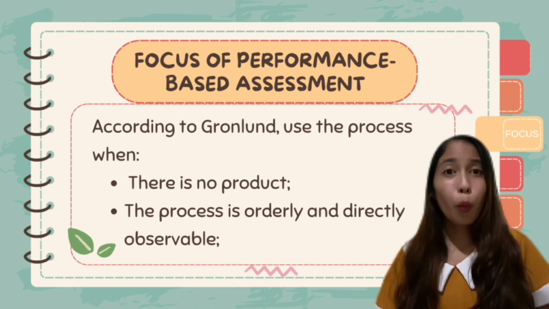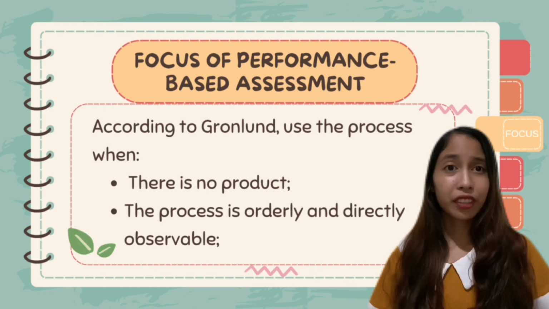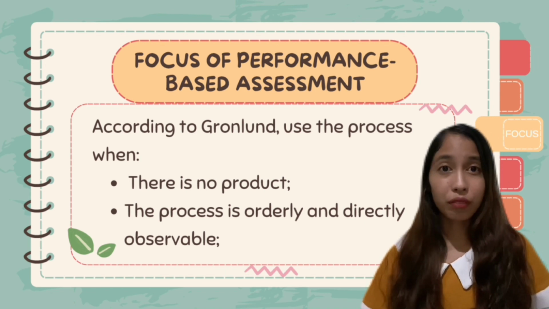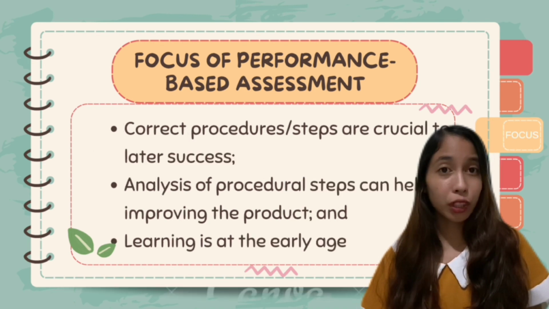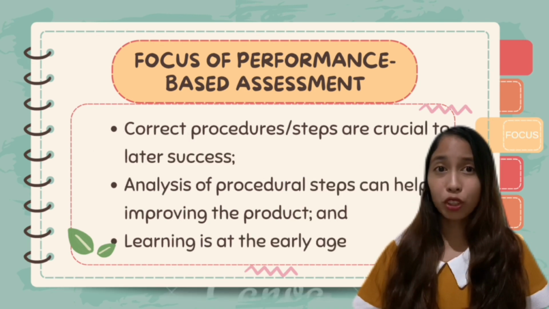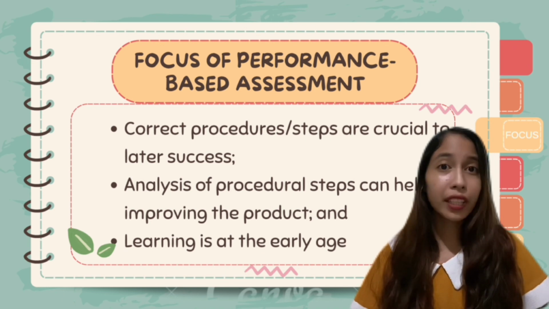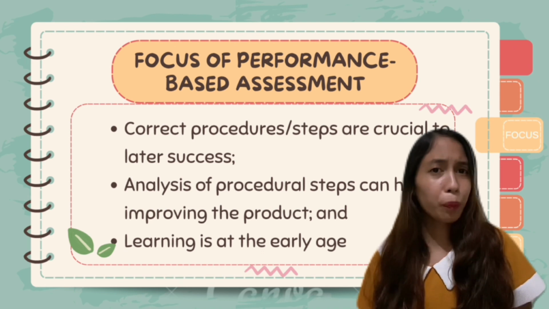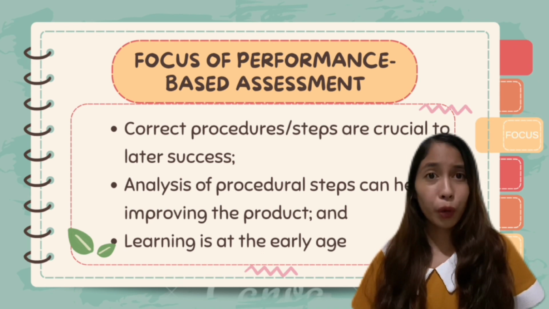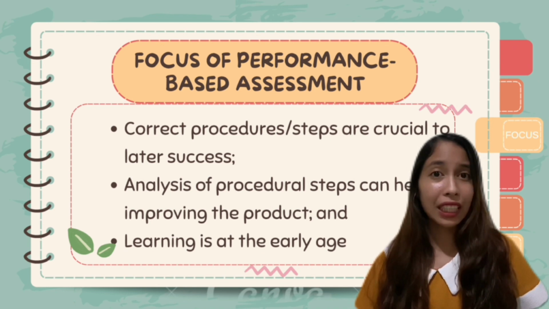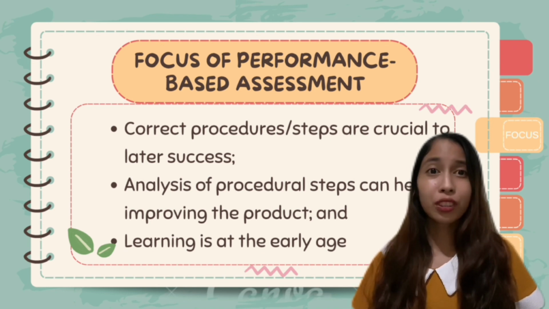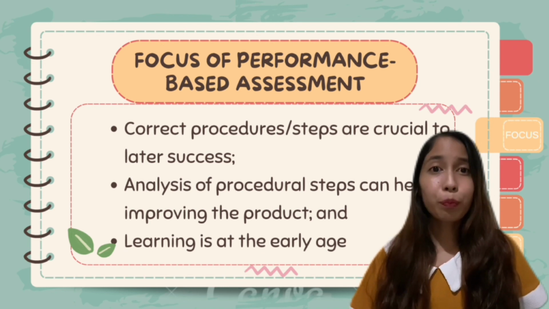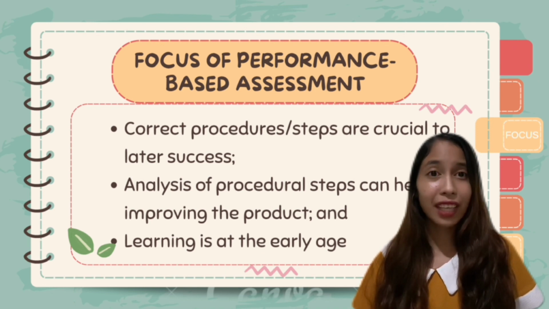So the question is, when do we use the process? According to Groundland, use the process when there is no product, the process is orderly and directly observable, correct procedures or steps are crucial to later success, analysis of procedural steps can help in improving the product, and learning is at an early age. So when do we use the product? According to Groundland, we use the product when different procedures result in an equally good product, procedures are not available for observation, the procedures have been mastered already, and products have qualities that can be identified and judged.